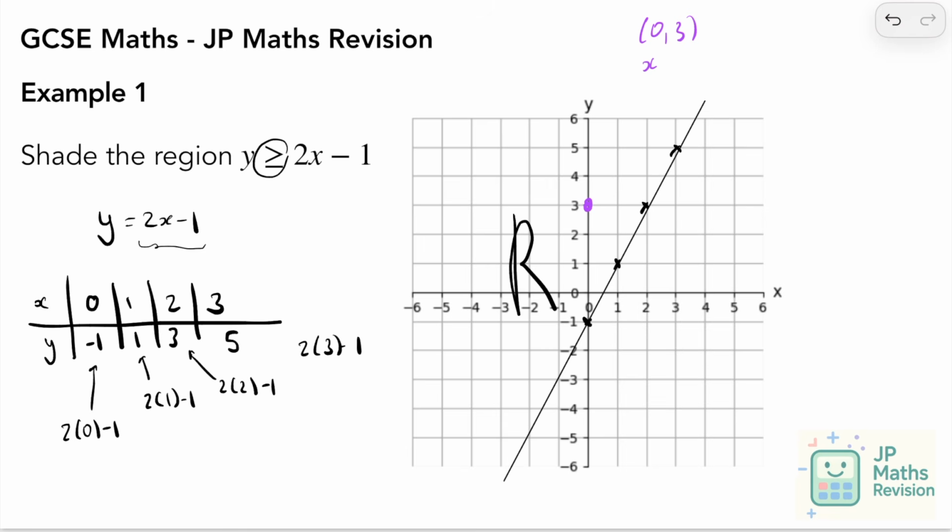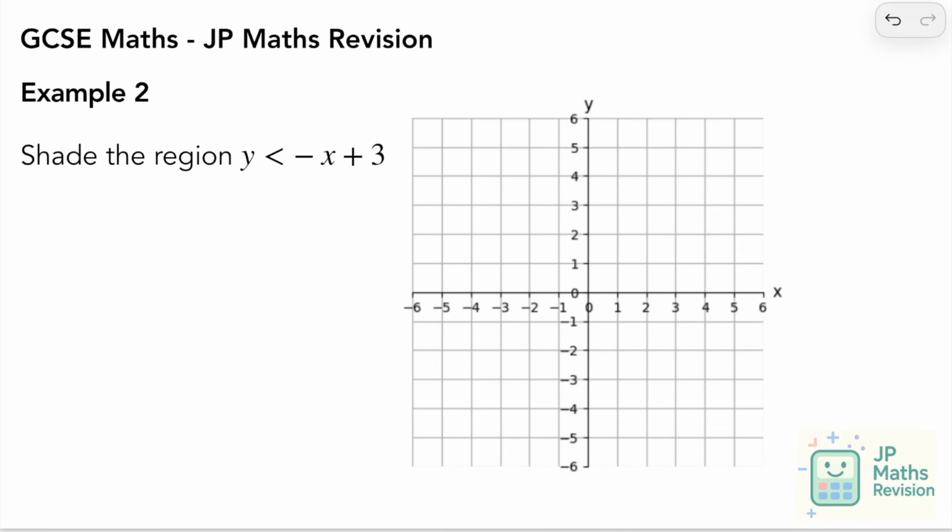So for example, if we picked a value 0, 3, so the coordinate 0, 3 has an x value of 0 and a y value of 3. So if I plug that into here, I have 3 is greater than or equal to 2 times 0 minus 1. So 3 is greater than or equal to -1, which we know to be true. So if we're looking for the values greater than, we're looking for the values above the line. If we were looking for values less than, we would be looking below the line.